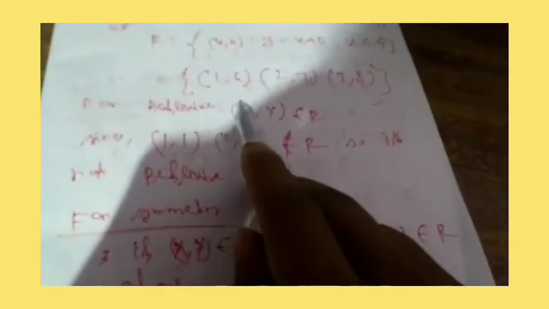And for transitivity, we know that if (x, y) belongs to R and (y, z) belongs to R, then (x, z) should belong to R. From the given relation, (1, 6) belongs to R, (2, 7) belongs to R, but (1, 7) doesn't belong to R. So R cannot be transitive.